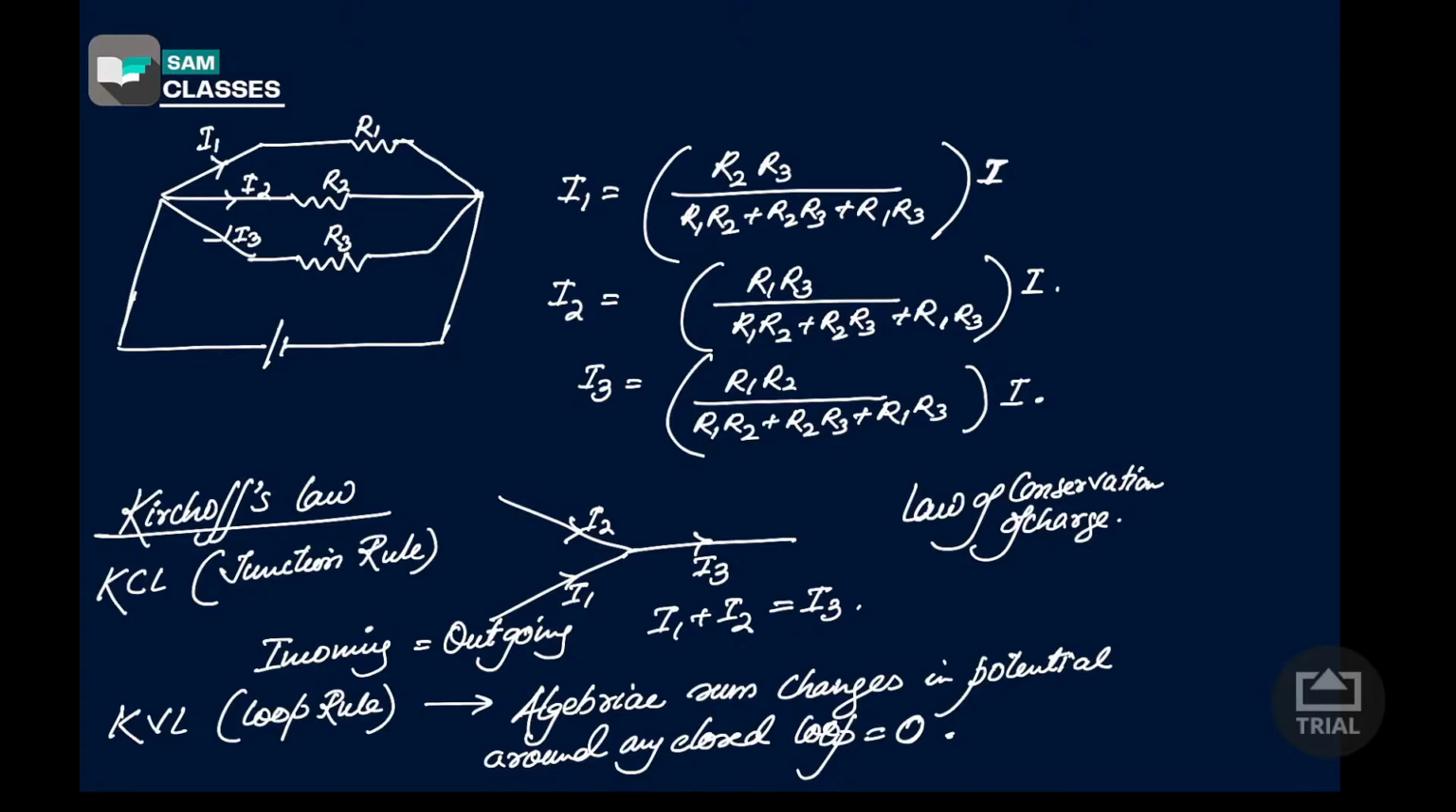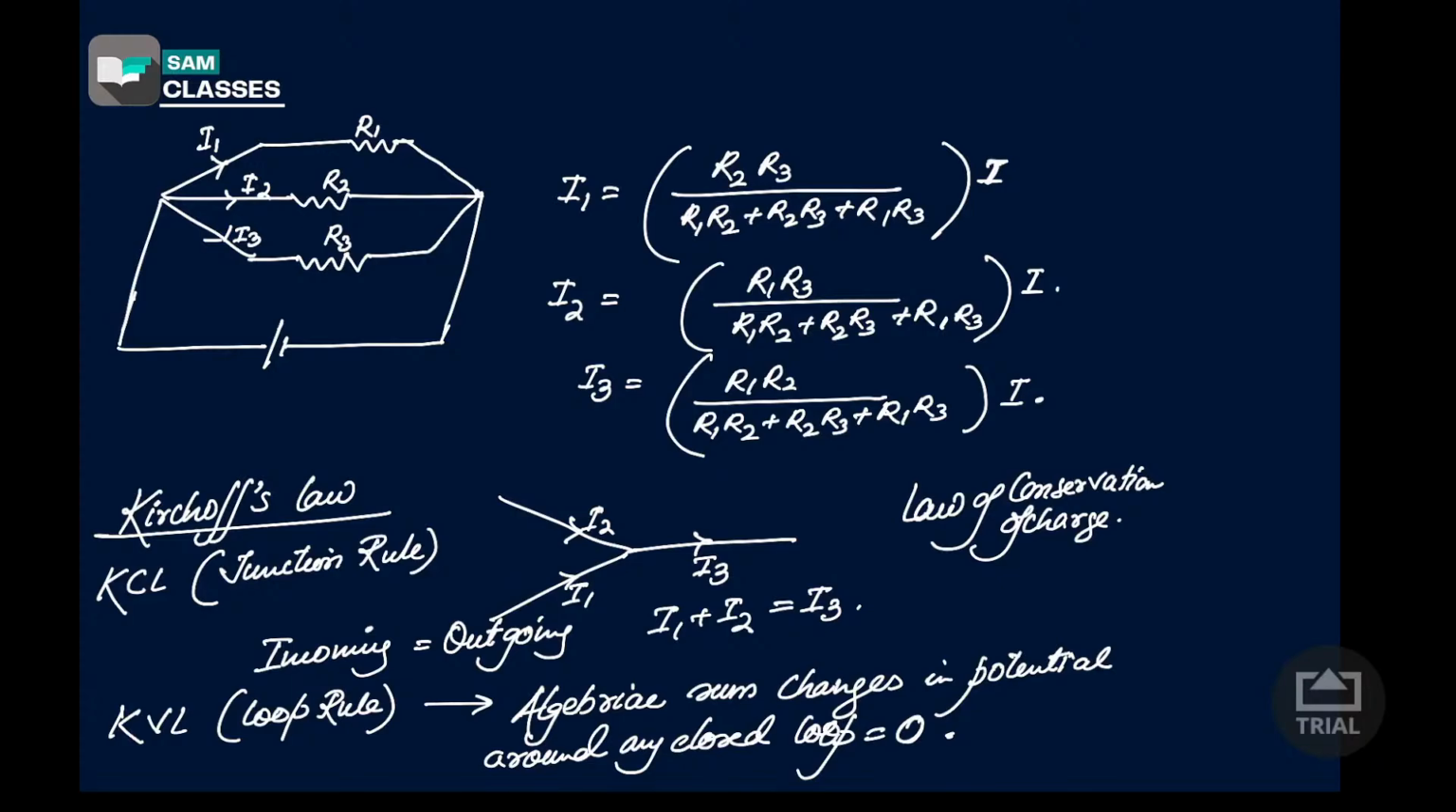Now, Kirchhoff's law, we have 2 laws, KCL and his buddy KVL. Now, KCL, what does it say? It is also known as the junction rule. So what does the junction rule mean? The amount of current that is coming inside has to go outside. It can't vanish.